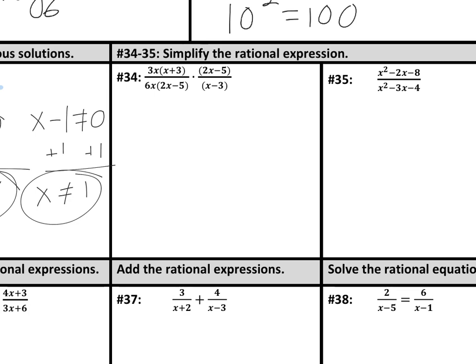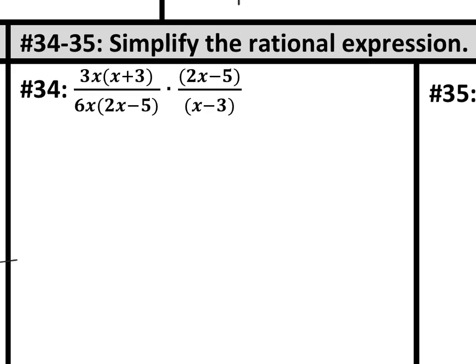Okay, on 34, we are simplifying the rational expression, so we need to make sure that everything is factored out completely, and then we can start canceling stuff. Okay. I see a factor on the top and the bottom that match. I see a 2x minus 5 and a 2x minus 5. They perfectly match, so we get to cancel them out.